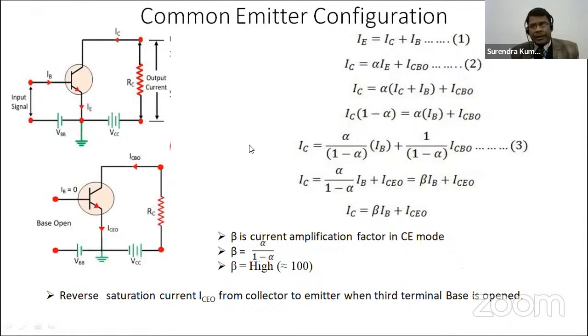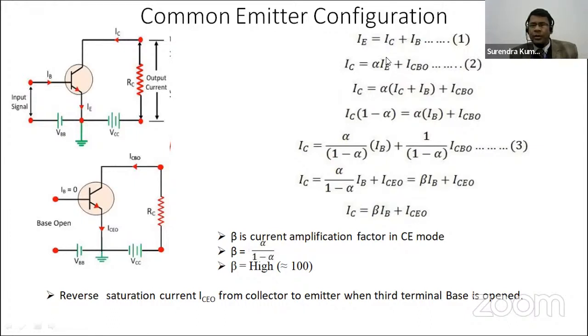Now this is the common emitter configuration of a transistor. In this common emitter configuration, the emitter is common, and here we apply an input signal. VBB and VCC are the biasing supplies. Now we have to rewrite this collector current equation in terms of the input current. Here collector current is the output, while base current is my input current. So it can be represented in terms of input current, which is base.